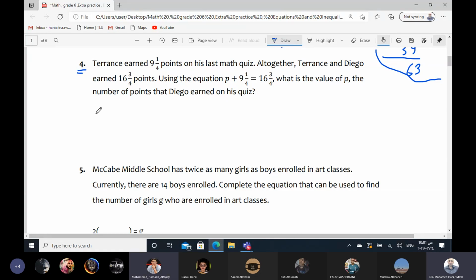Terence earned 9 over 1 over 4 points on his last math quiz. All together, Terence and Diego earned 16 over 3 over 4 points using the equation P plus 9 over 1 over 4 equals 16 over 1 over 3 over 4. What is the value of P, the number of points that Diego earned on his quiz? Thank you, Muhammad. Now we have this equation.